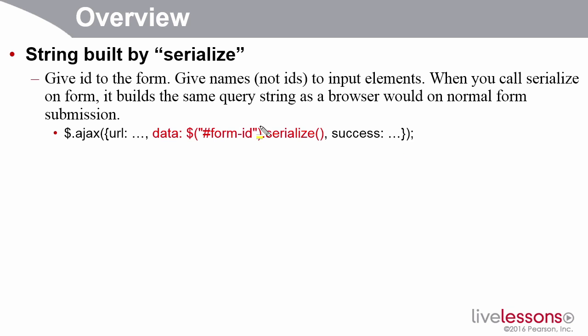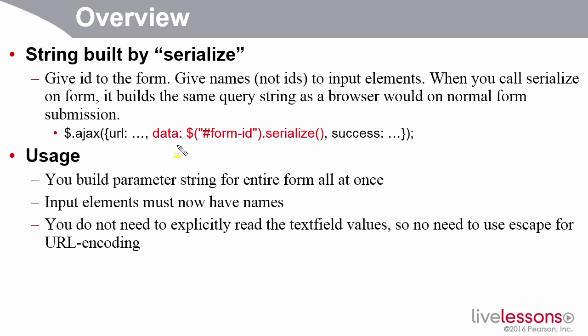And so you typically give the form itself an ID. You look up the particular form. You call serialize. And then you pass that entire string to the data property. So you're building the entire string all at once. The input elements now are the way they are in normal forms. They have names. And of course, in normal forms, you do not have to explicitly call escape. You don't even have JavaScript in normal forms, so you don't have to here either.